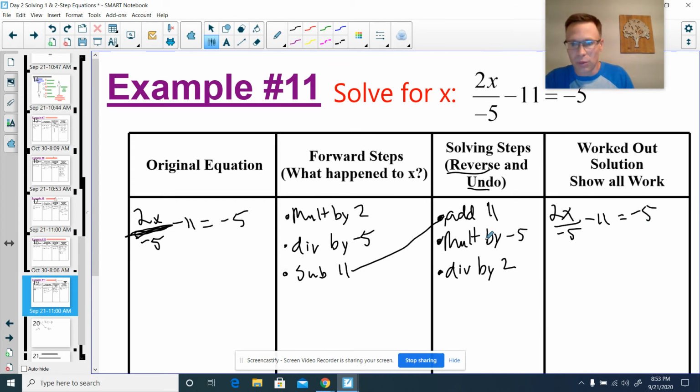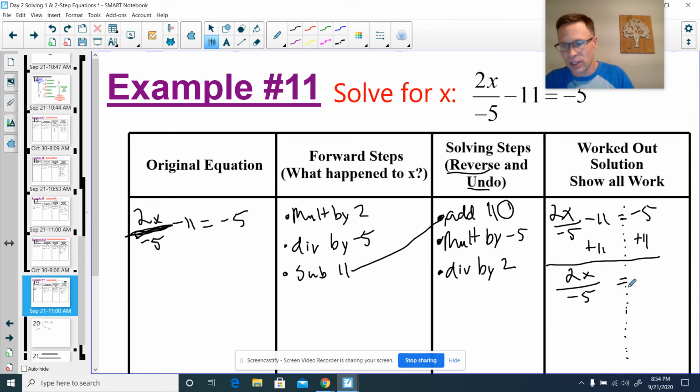-5. So checking out the steps here. First thing I got to do is add 11 to both sides. So here's my equation line, and I'm going to knock this out. So plus 11 plus 11. That gives me 2x divided by -5 is equal to 6.